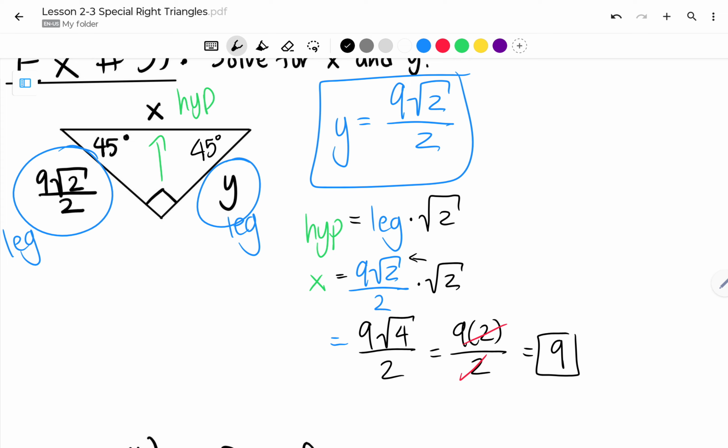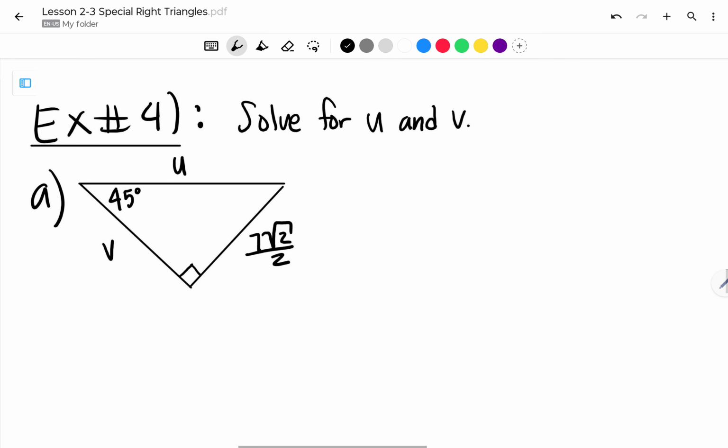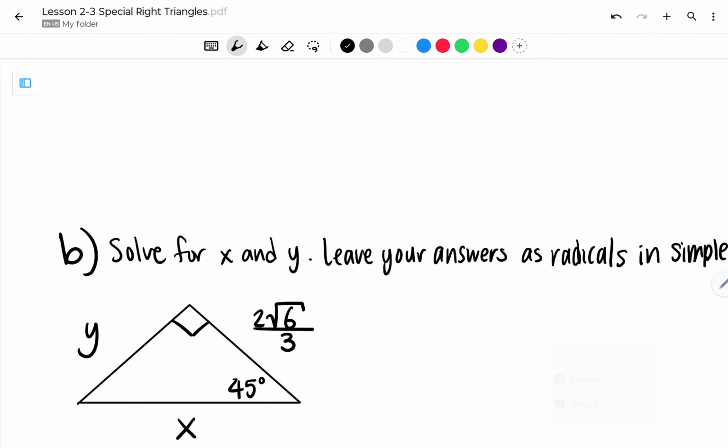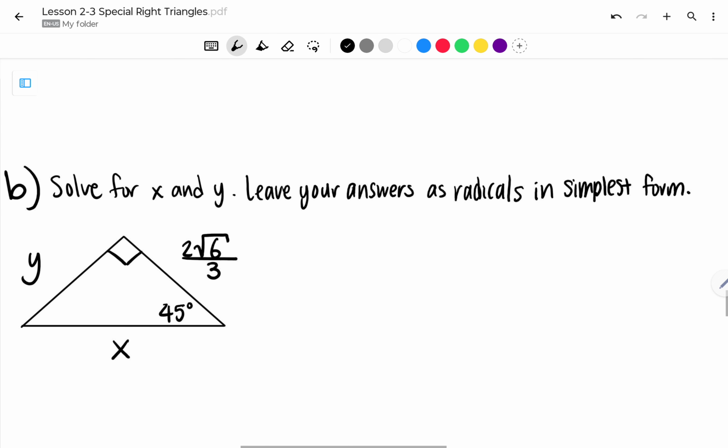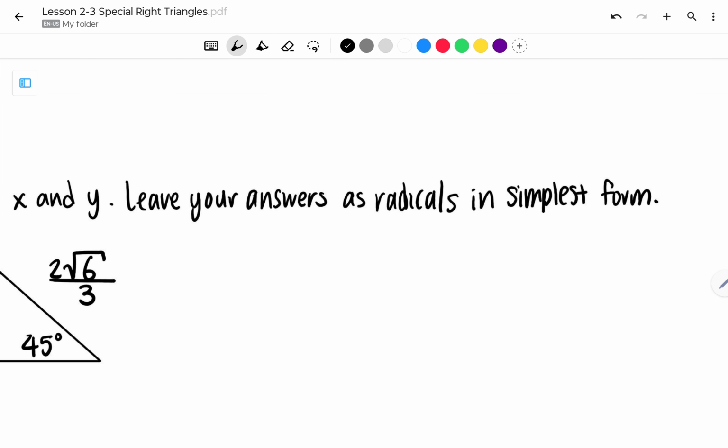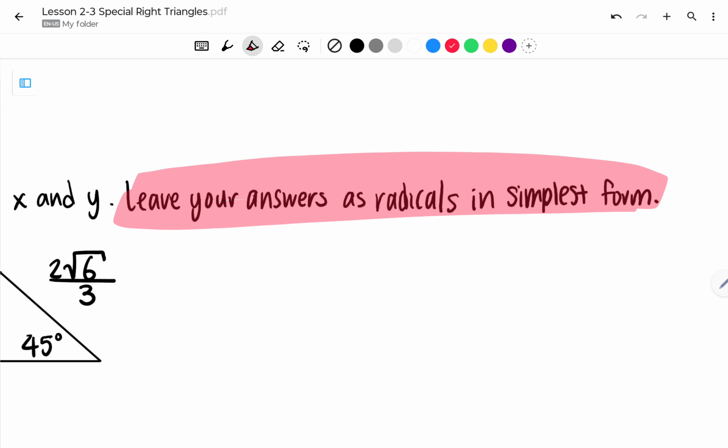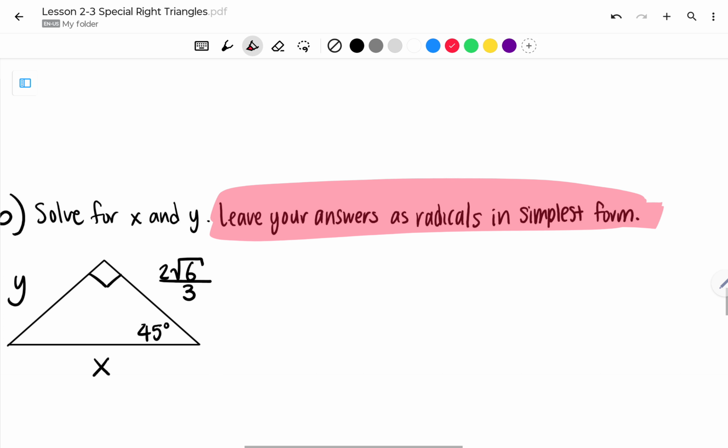Okay. Let's keep going. Again, I'm going to skip this one, but I'll post the full solution on Schoology. Let's look at this one right here. Solve for x and y. Leave your answers in the simplest radical form, as radicals in the simplest form. So there's a new part of the definition here. We'll kind of come back to that.